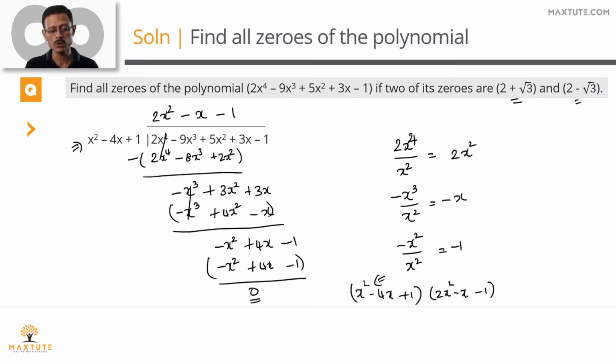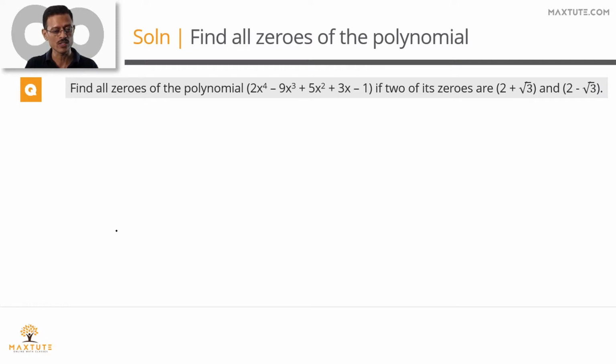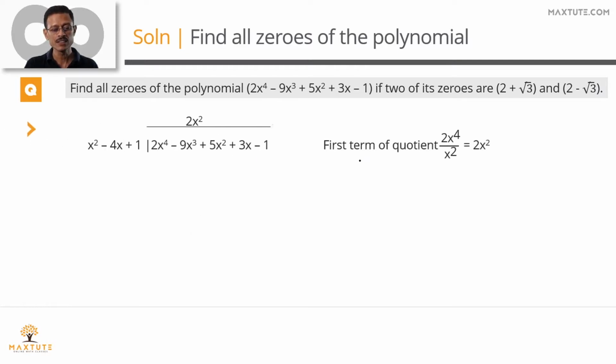But before getting around to doing that, let's quickly complete this long division in a printed form so we can recap the process. This is where we started. The first term of the quotient is this 2x power 4 divided by x square, which is equal to 2x square. So 2x square multiplied with each term of the divisor will give you this sum. So basically subtract it, these will get cancelled to leave us with minus x cube plus 3x square.